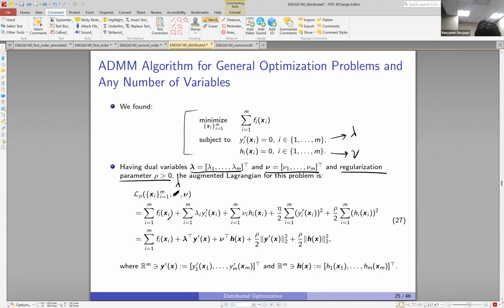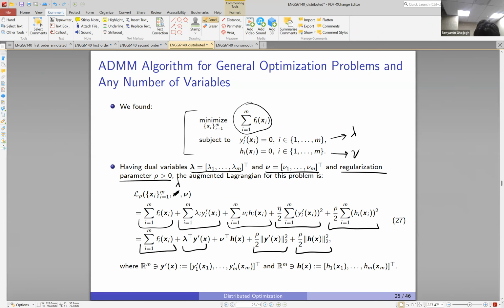So we have the summation of fi(xi). This is the objective function. This is for these constraints, and this is for these constraints. And we also have these two as the augmented terms in the augmented Lagrangian. Here we can simply write them in vector or matrix form. This is the squared L2 norm. Also, I write these summations as a dot product. So I can say y prime of x, putting them together as a vector. Also, I'm putting the hi's as a vector.